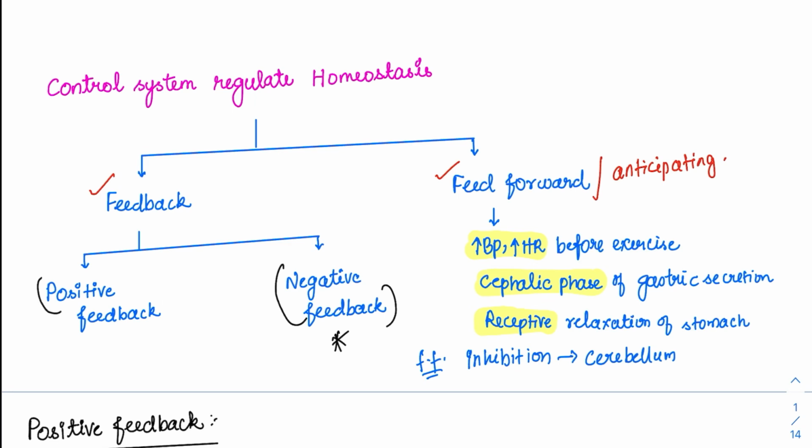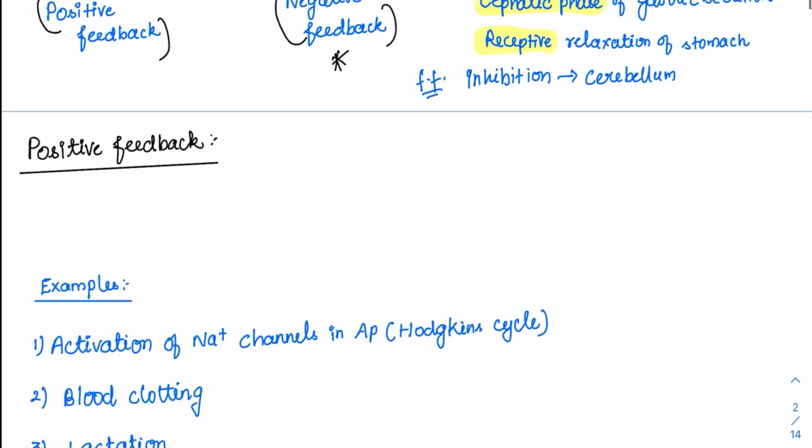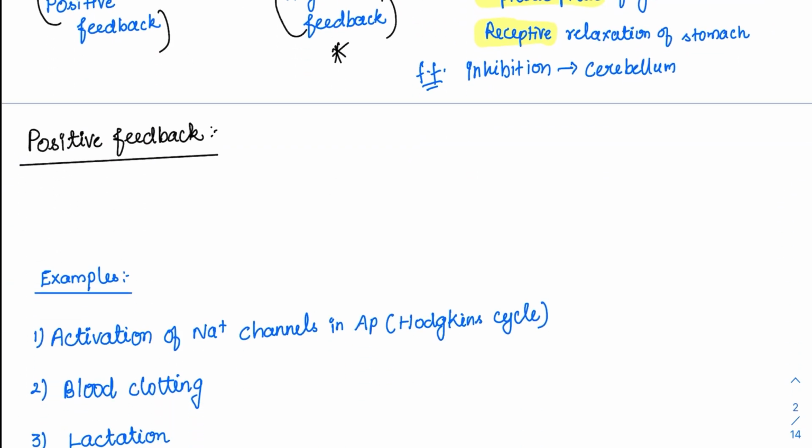So coming to the positive feedback mechanism, what is feedback? Feedback means it has to come back to the same original starting point. For example, A is stimulating B and B is stimulating C. Then finally this product C will go and stimulate A. So this is positive. Everywhere the connection is going in a positive direction.